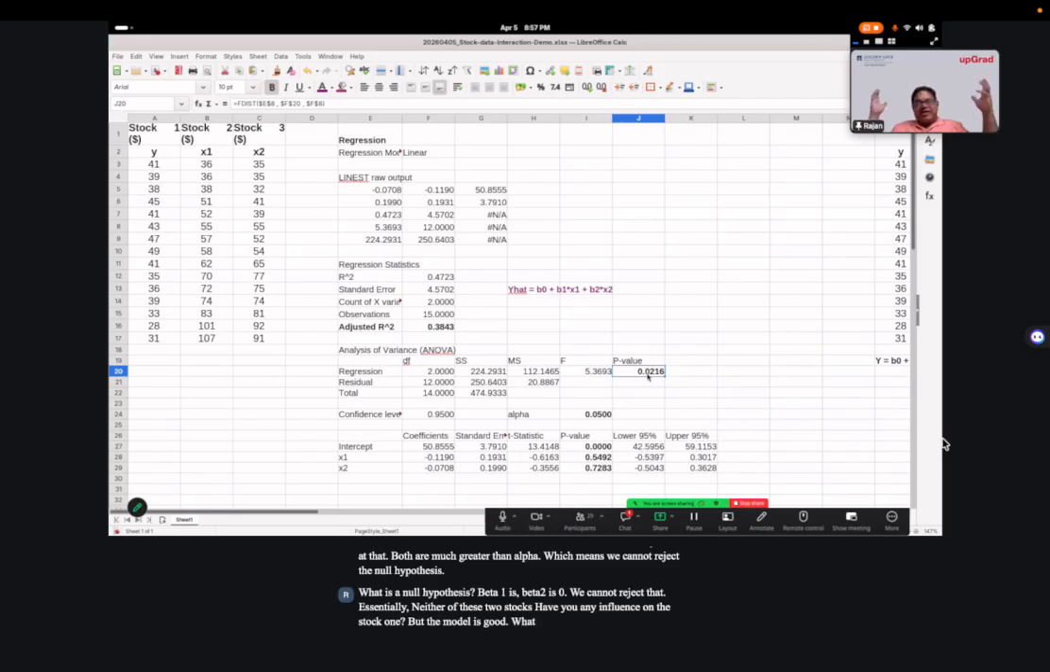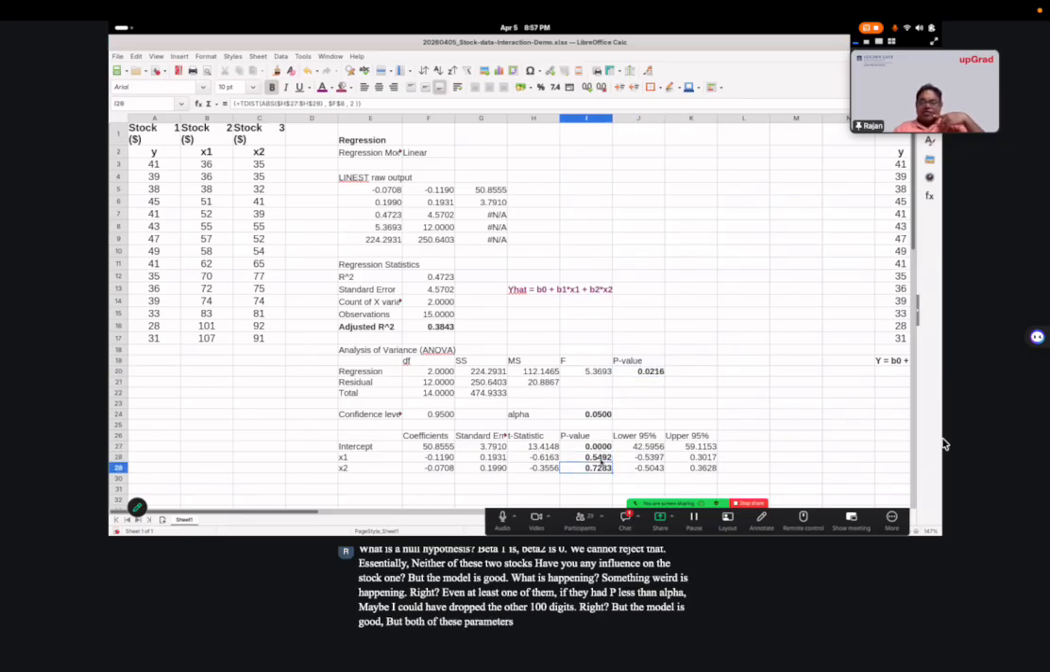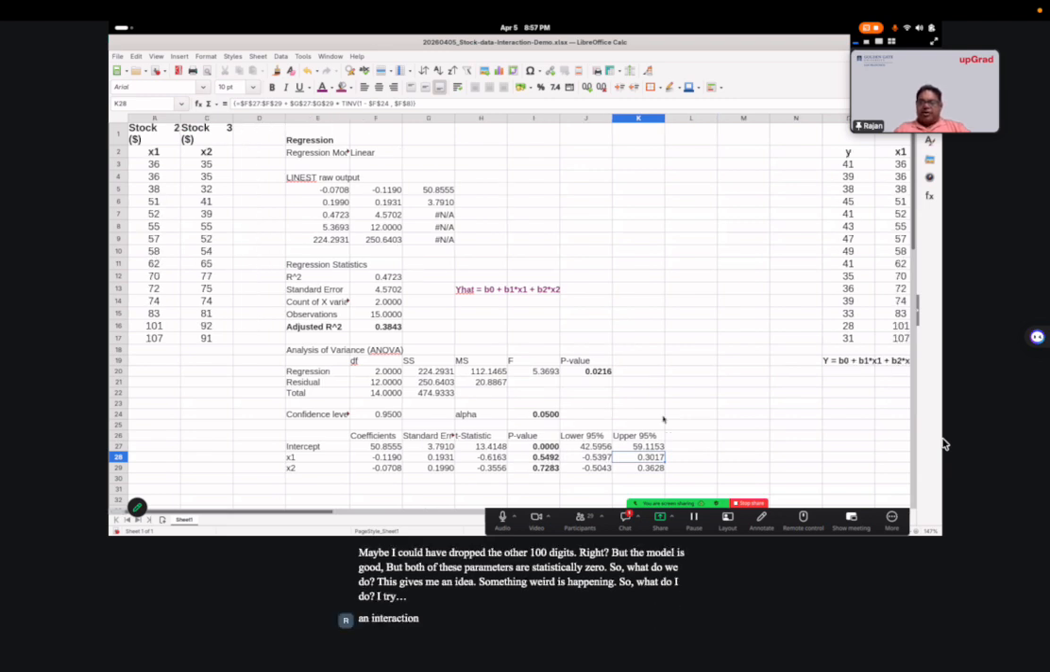What is happening? Something weird is happening, right? If at least one of them had p less than alpha, maybe I could have dropped the other one and done this, right? But the model is good, but both of these parameters are statistically 0. So what do I do? This gives me an idea, something weird is happening. So I try an interaction model.